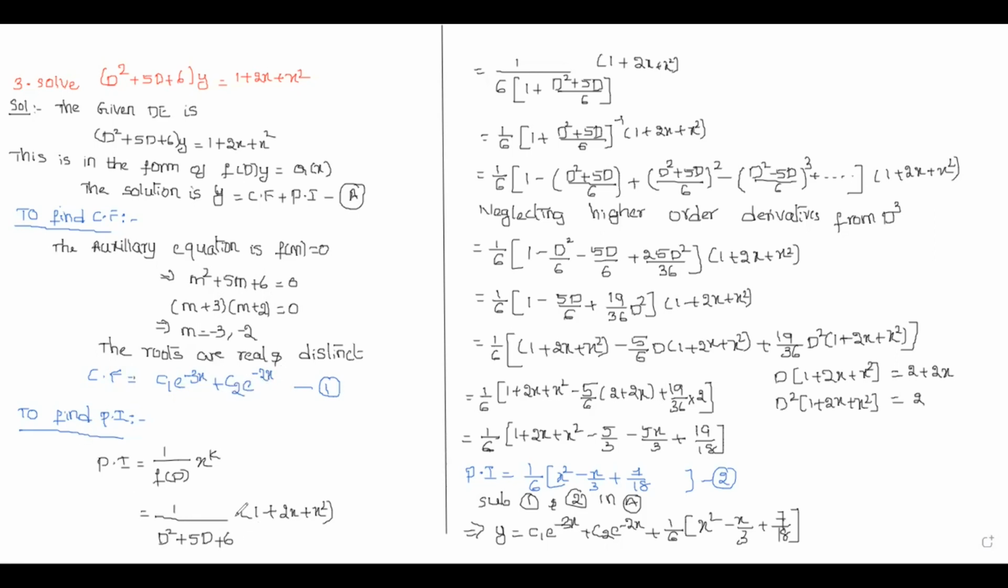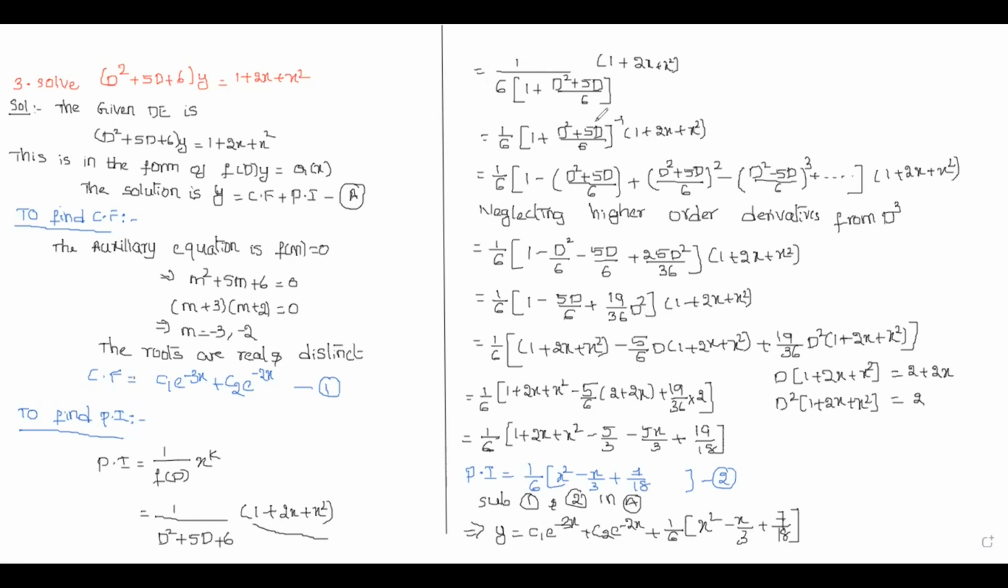Then particular integral is equal to 1 by f of D into Q of x. Since it is a polynomial, you have to consider it as a single term. So 1 by D square plus 5D plus 6 into 1 plus 2x plus x square. So this is equal to 1 by 6, since 6 is the least term, the constant is the least term here, bring your 6 outside. So it is 1 by 6 into 1 plus (D square plus 5D) by 6, into 1 plus 2x plus x square. So if we get this into numerator, it will be 1 plus (D square plus 5D) by 6, whole inverse, into 1 plus 2x plus x square.